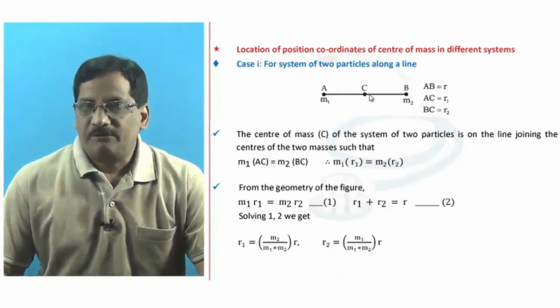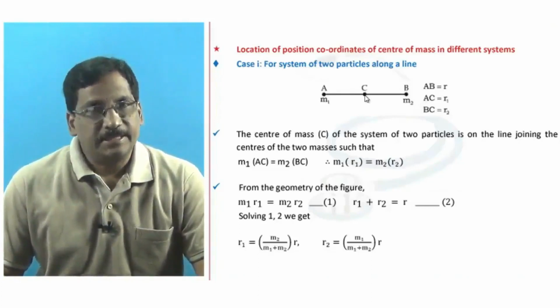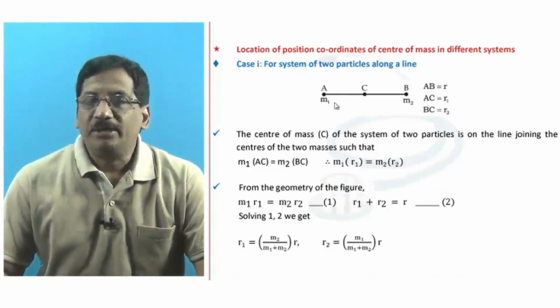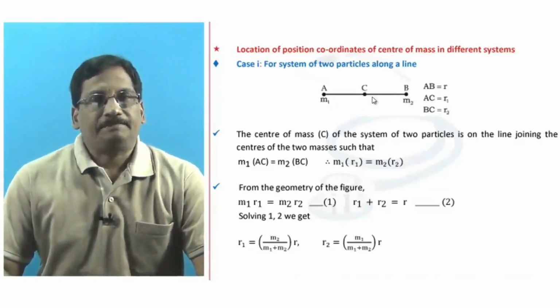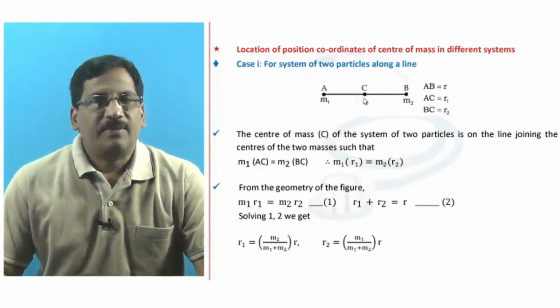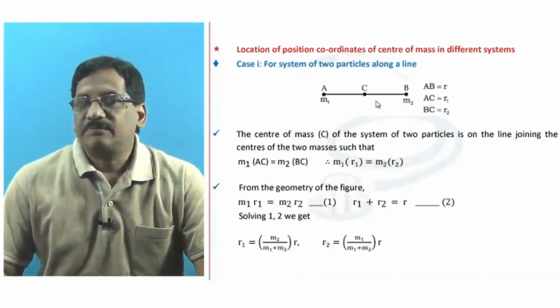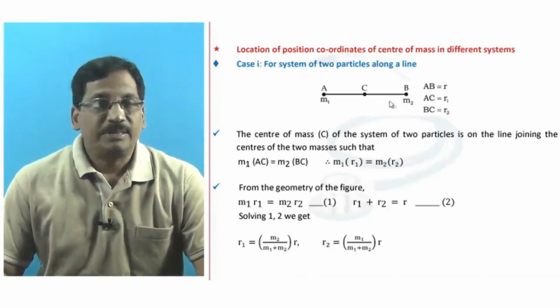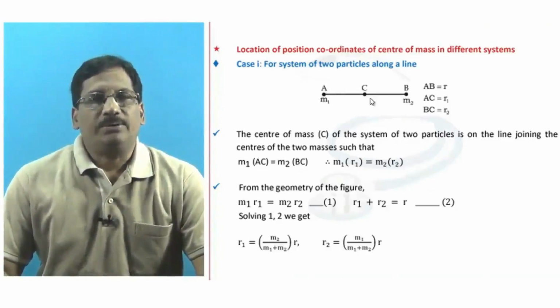The definition of location of center of mass in this context is such that m1 into AC is equal to m2 into BC. If r1 is the distance of center of mass from the particle of mass m1 and r2 is the distance of center of mass from the particle of mass m2, then m1 r1 is equal to m2 r2.